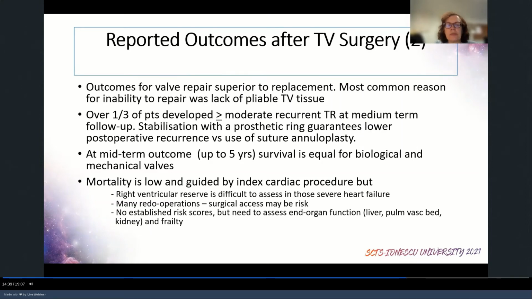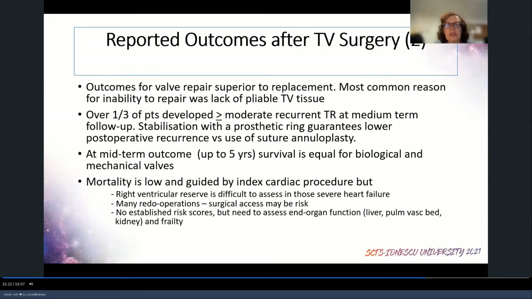valve tissue. In spite of favorable outcomes from repairs, over a third of the patients developed moderate recurrent TR at follow-up to 45 years. And increasingly, stabilization with a prosthetic ring is used, which guarantees a lower postoperative recurrence. And the use of a ring has a much better outcome than that of the historical suture annuloplasties. If a valve replacement is performed, then biological and mechanical valves have an equal survival up to 5 years.